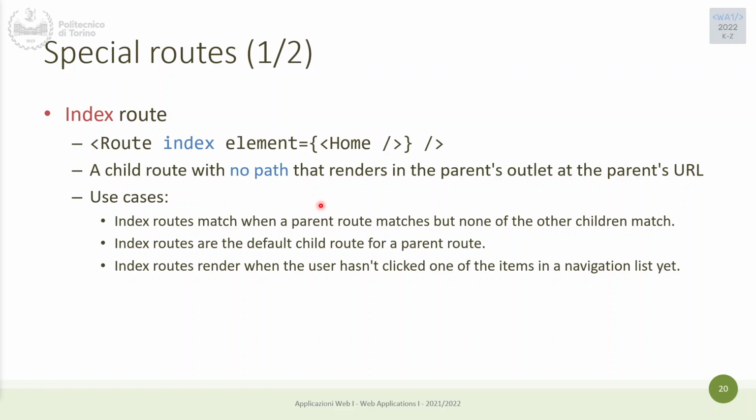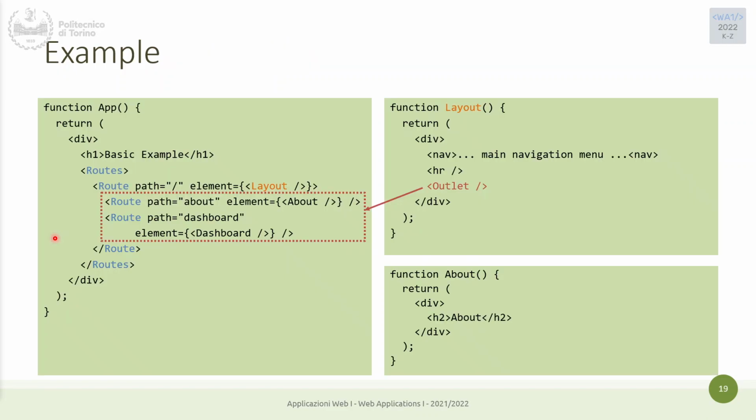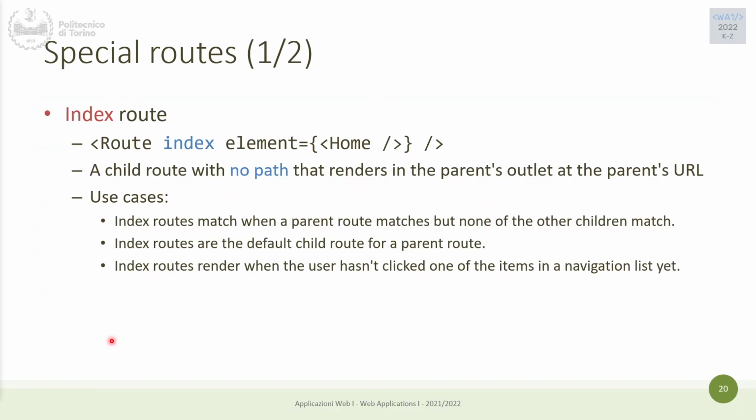So here are the use cases. Index routes match when a parent route matches, but none of the other children match, as I told you before. Index routes are the default child route for a parent route. So that, for instance, we can imagine this case without this element. And index routes render when the user hasn't clicked one of the items in a navigation list yet.